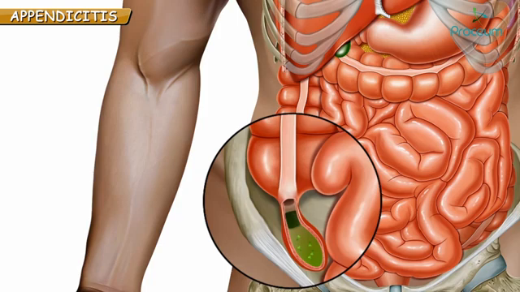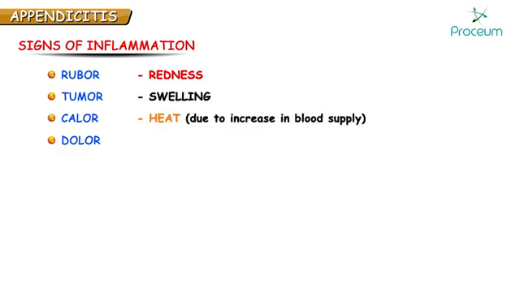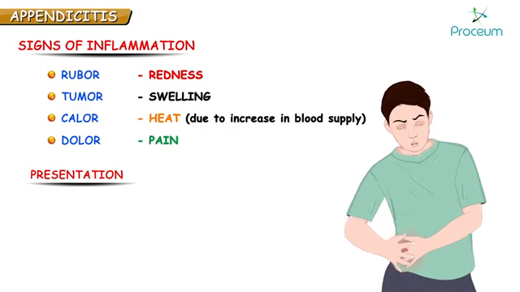Please understand, now the secretions are not just fluid and mucus, they have become purulent and infectious, which then leads to inflammation of the appendix. Since the appendix is inflamed now, the signs of inflammation should automatically come into your mind. Rubor, tumor, calor, dolor. So the appendix is red, it is hot, it has grown in size and it is causing severe pain. Now by this information, tell me, how will the patient present to you? Very right, the patient will present with pain.